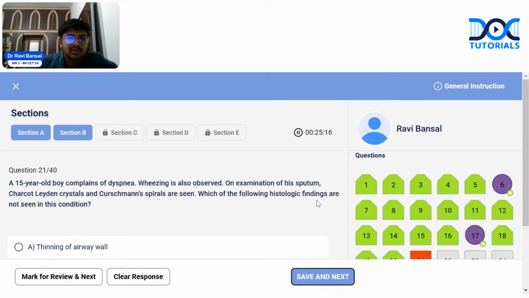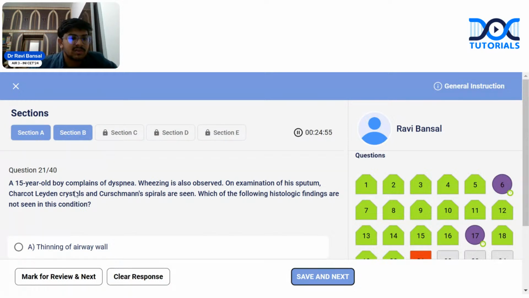Which of the following histopathology findings are not seen in this condition? These are a new type of questions being asked now. Instead of giving the image, they explain what is seen in the picture, or they expect you to know what the findings on histology are, what they write in the histopathology report instead of the image.